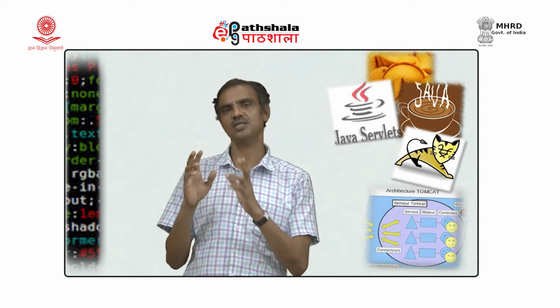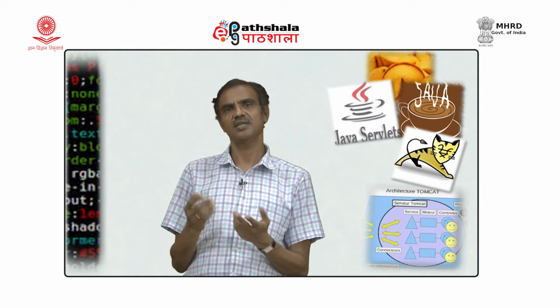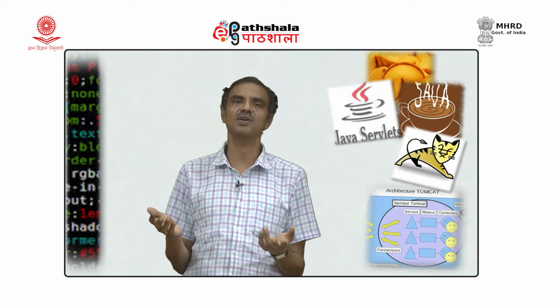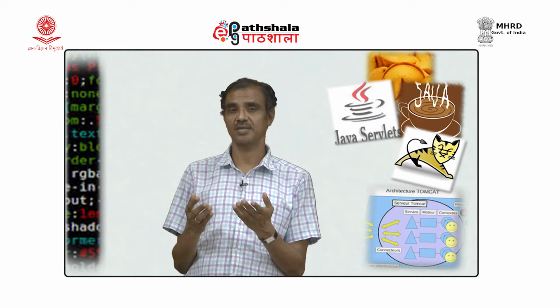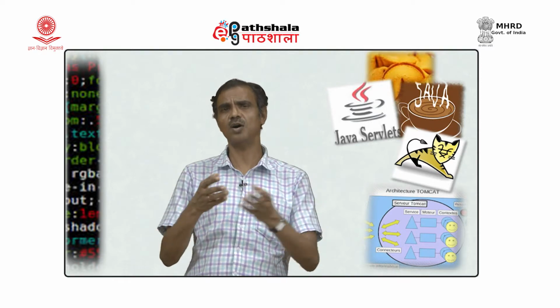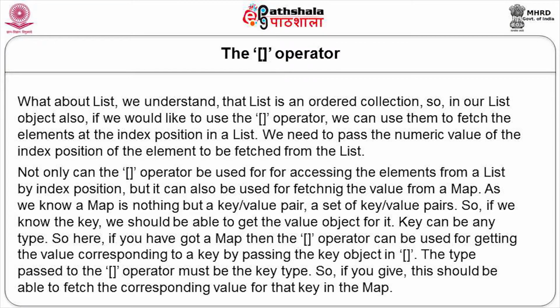So, in square brackets, yes, you give the array indexes just like we use it normally in Java also. But another one, lists, even lists. For list we understand they are all ordered, list is an ordered collection. So, in our list object also, if we would like to use, yes, we can also use those index positions.